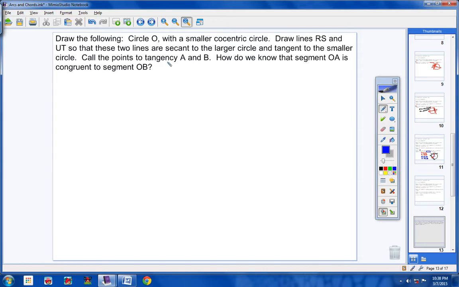So first of all, I want you to draw a circle A with a smaller concentric circle. So here we go. There's my first circle. Got it? And then here's my second circle right here. Alright, so we're not asking for perfection. Just do the best you can on drawing those, okay? So go ahead and put circle O right here for both of these circles, okay? I'll pause a second while you do that. Draw a circle O with a smaller concentric circle, okay?